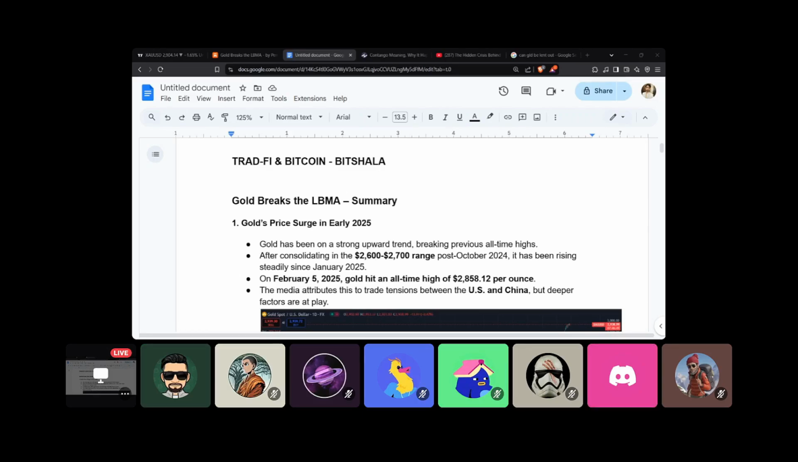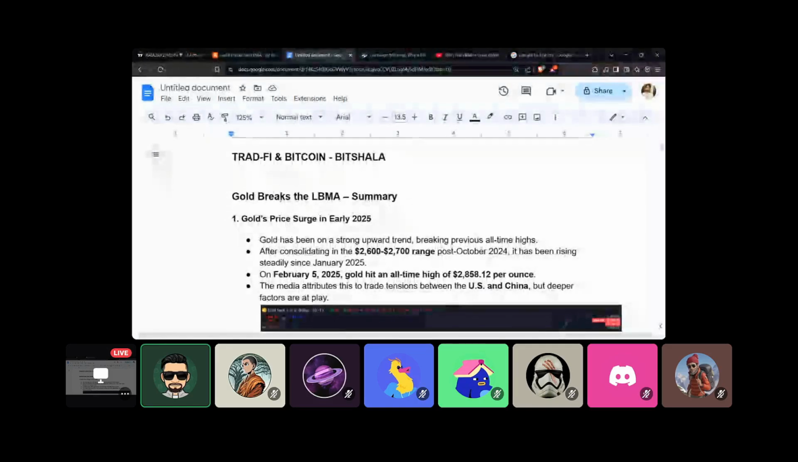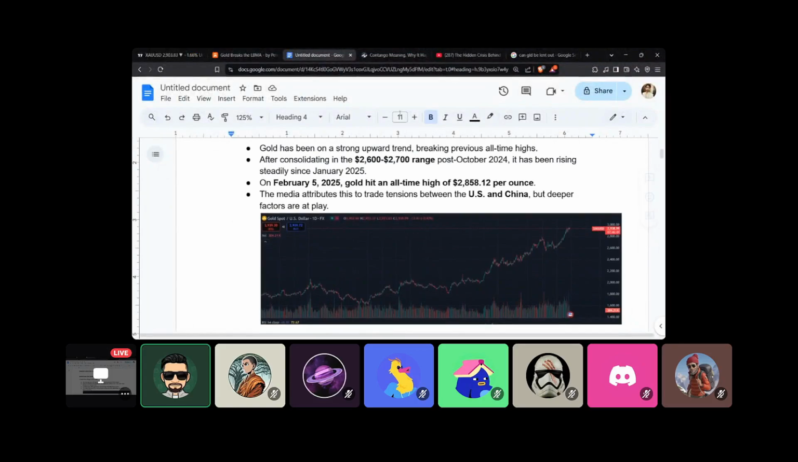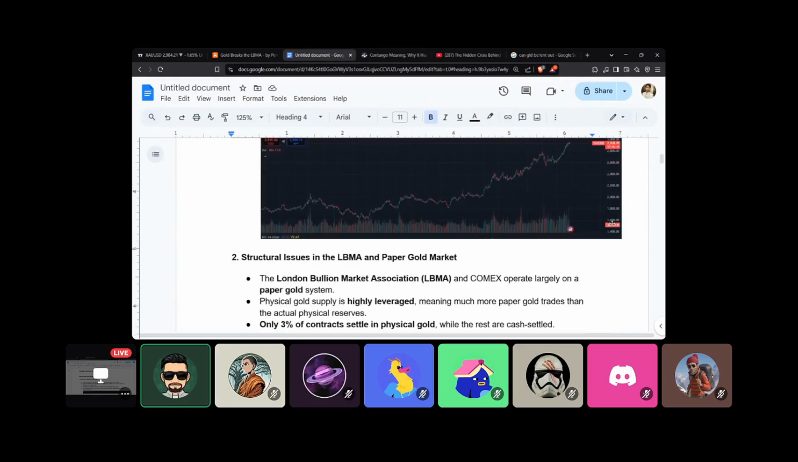Yes. Yeah, so maybe I can sum the session up and then we can hang out. So the summary goes like this: gold's price surge in early 2025. So yeah, this is from February 5th, but currently gold is trading around $2,938.